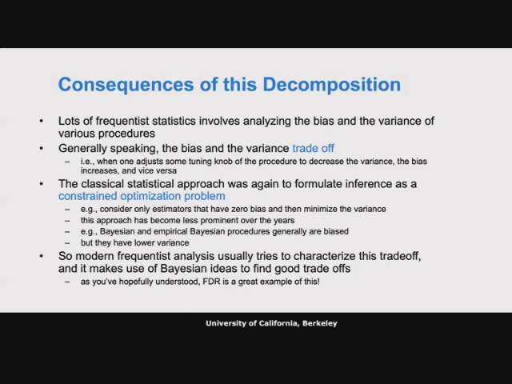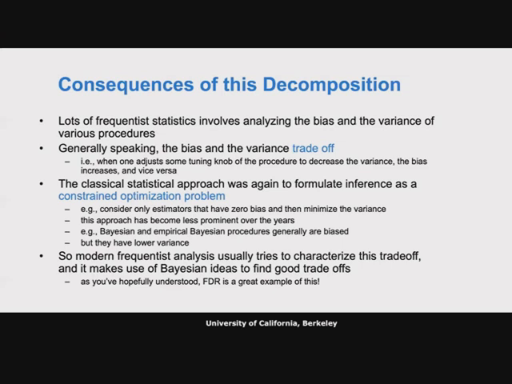Best linear unbiased estimators and so on. I would say in statistics, modern statistics, that's kind of gone away. In particular, it's been noted at some point that Bayesian and empirical Bayesian procedures generally have a little bit of bias, but they often have much lower variance, and so overall they're better. They have better frequentist risk. All right, and in particular, FDR is an example of this.